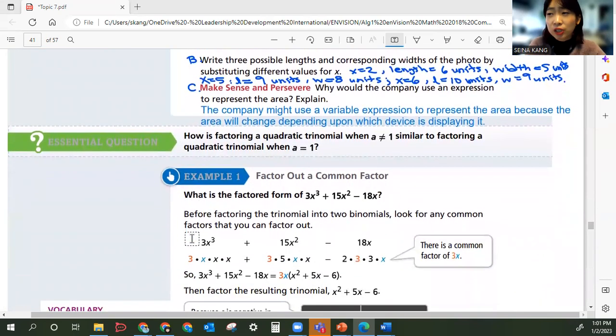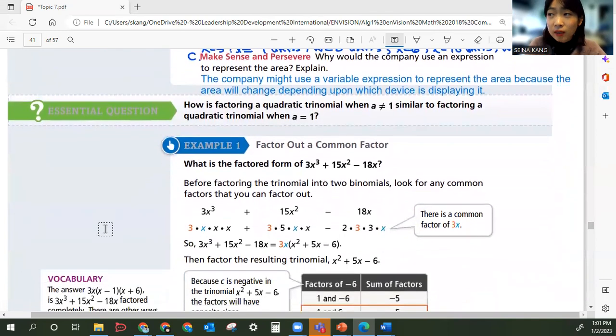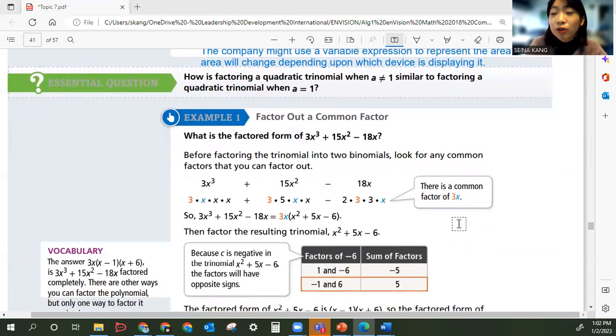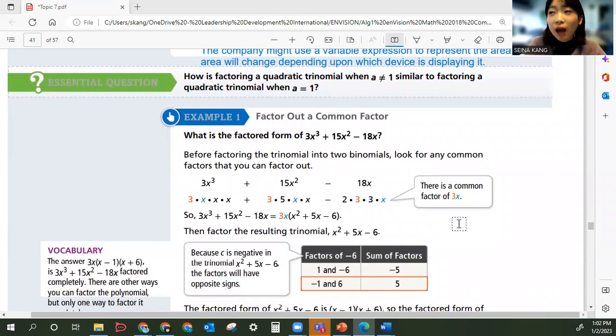Factor out a common factor. What is the factored form of 3x cubed plus 15x squared minus 18x? So now we have a trinomial that has coefficients for all the terms, right? So before factoring the trinomial into 2 binomials, look for any common factors that you can factor out. Before you factor it using the complicated trinomial factorization that you learned last lesson, you're going to try to make it simpler so that it is easier to factor the trinomial.